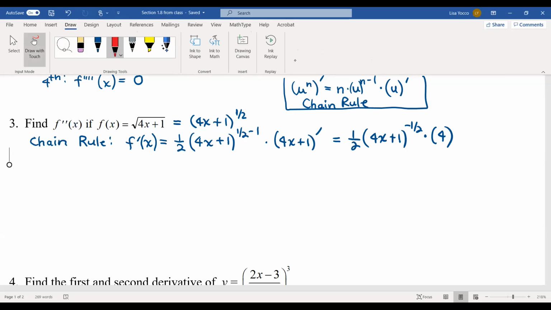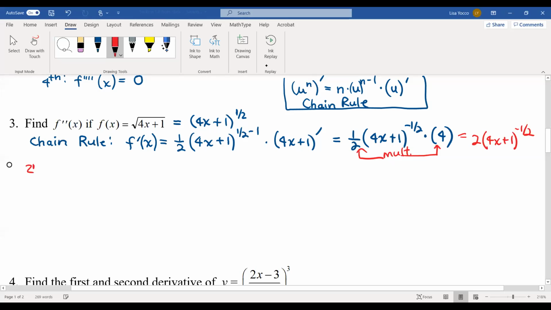You want to simplify here because you're not done. You've got to get the derivative of that. So we want to go ahead and multiply the 1/2 and the 4 to make it as simple as we can before we get the next derivative. All right, so 1/2 times 4 is 2, and that's my first derivative.